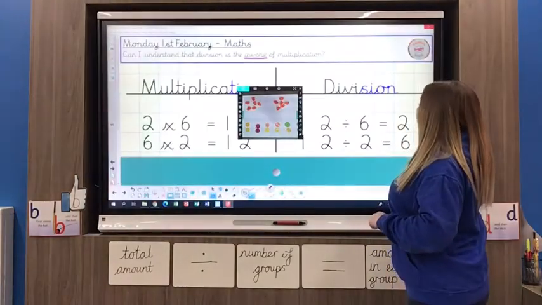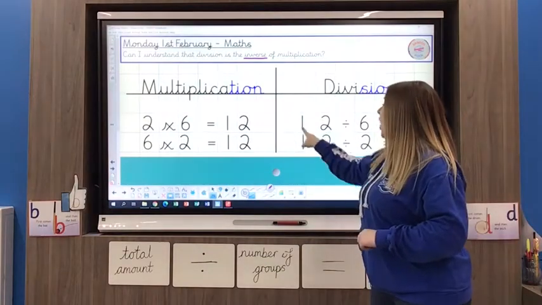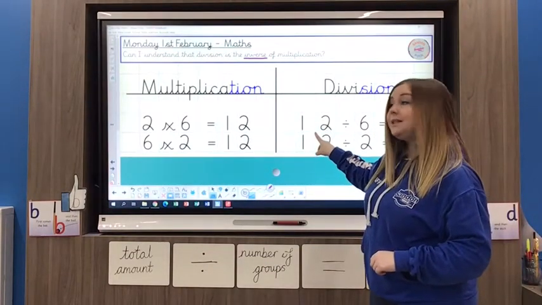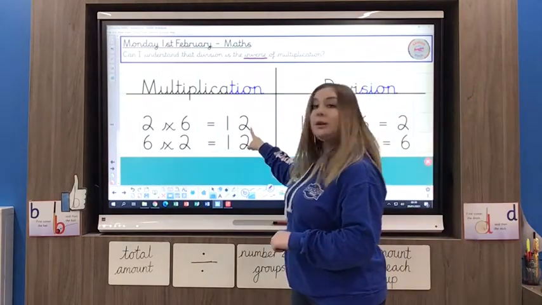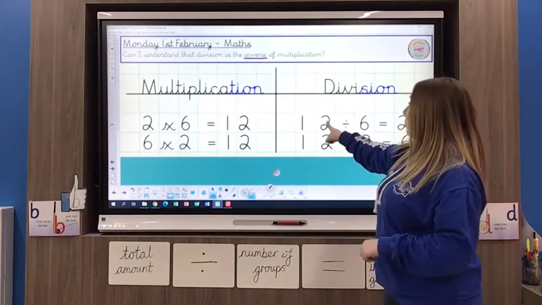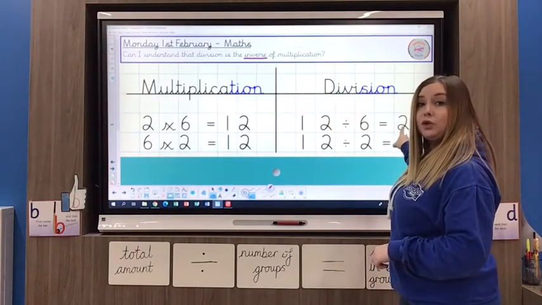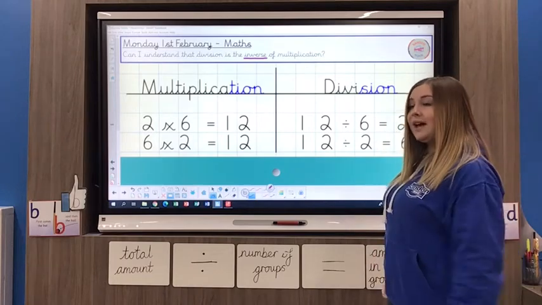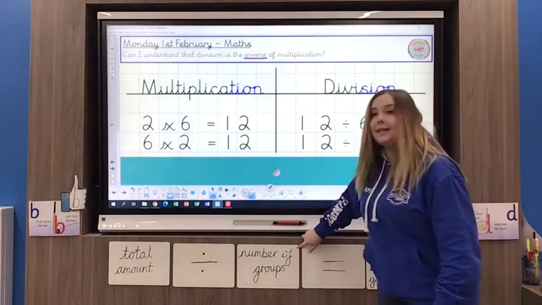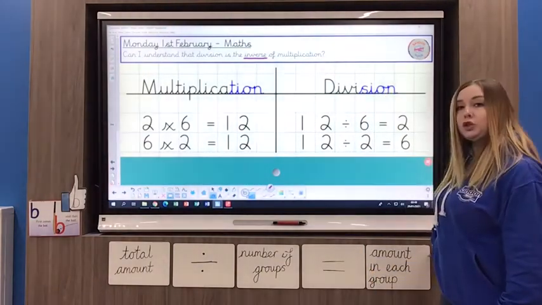But if we now have a look at our division fact, you'll see that it starts with the total amount. And this total amount is the same as the total amount that we got from our multiplication question. Okay, so 12 divided by 6 equals 2. 12 divided by 6, so I've got 12. I've shared it into 6 groups, and each group has got 2.